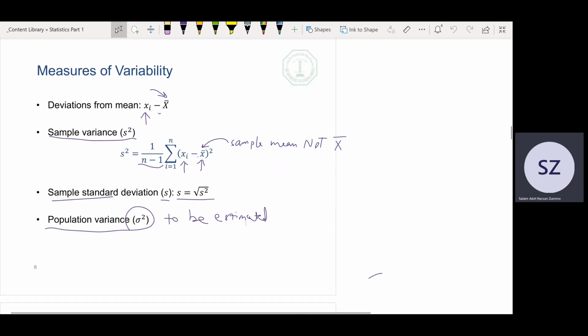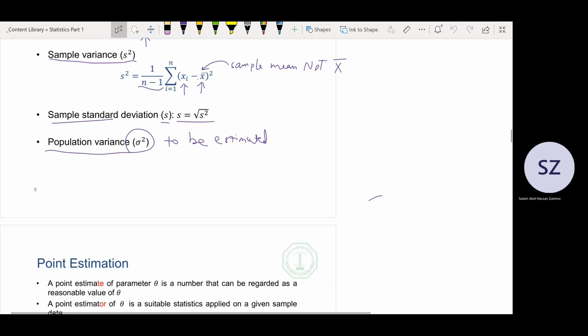And for the population variance that we don't know, we need to estimate it from the sample variance. And the way we do it is using this equation. In general, you would ask why are we dividing by n minus 1? That's why we talk about it. This is to satisfy one of the properties of the estimator.